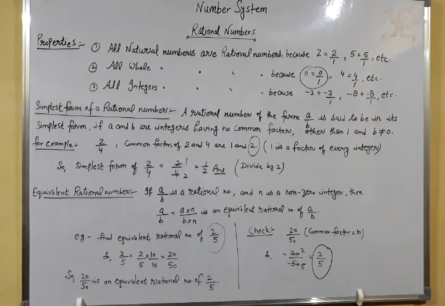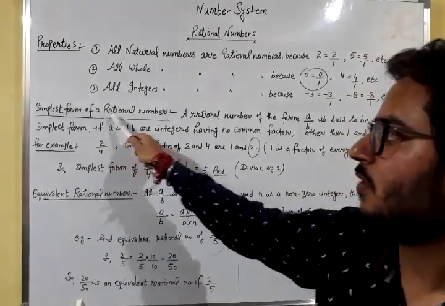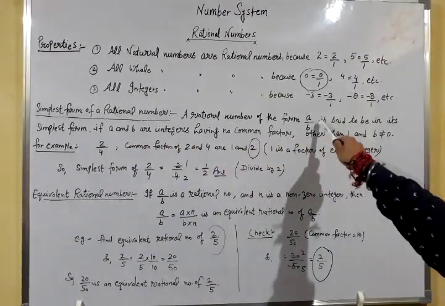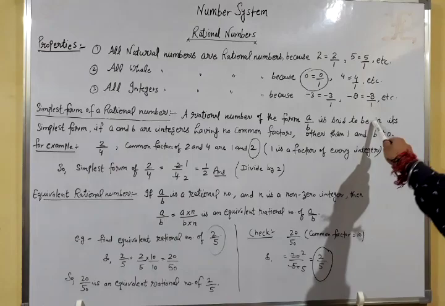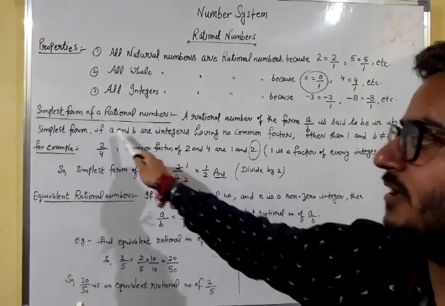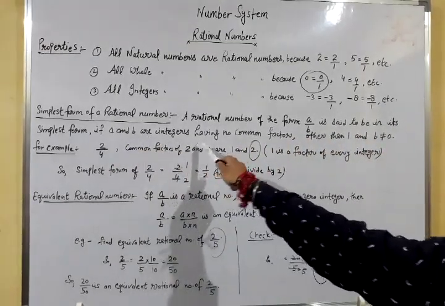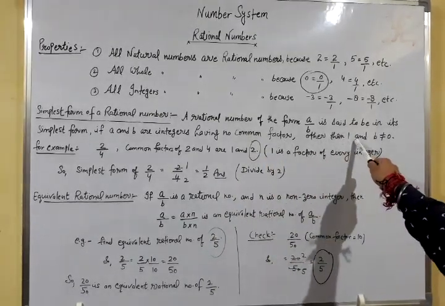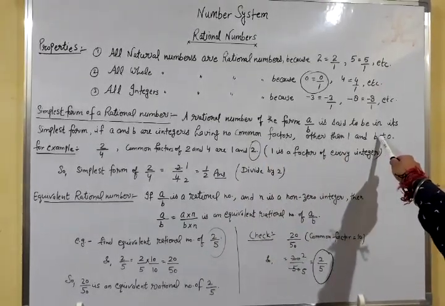So our next topic is the simplest form of a rational number. A rational number of the form a upon b is said to be in its simplest form if a and b are integers having no common factors other than 1, where b is not equal to 0.